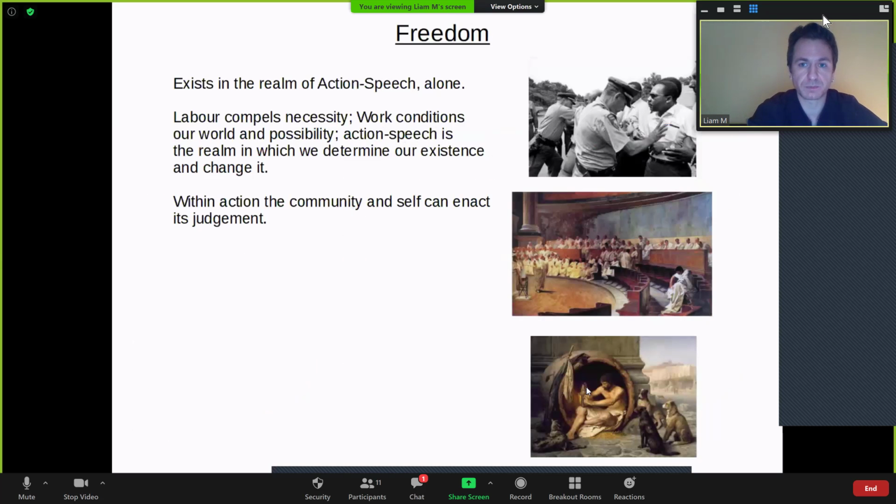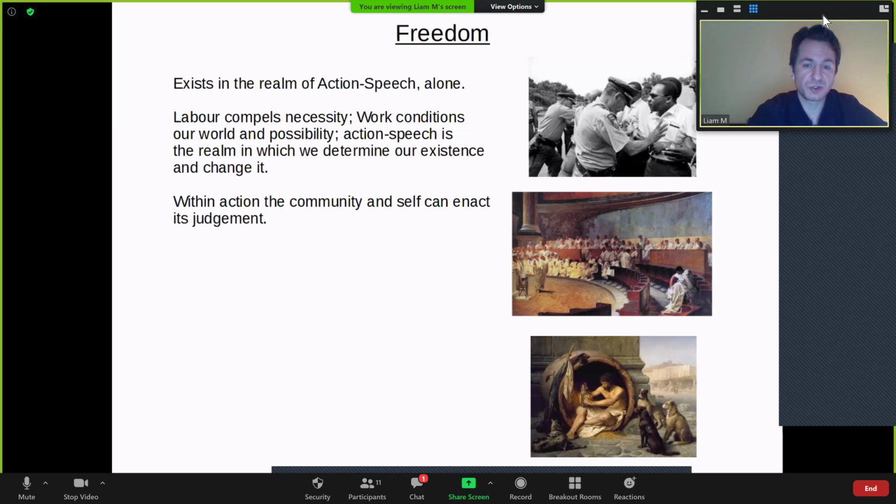So freedom, this is perhaps the logic of action. Freedom exists in the realm of action and speech alone. As we've seen, the other two actions compel. So labor compels necessity, work conditions our world and our possibility. It also compels us, if left to its own devices, just to make more tools. But action and speech is the realm in which we determine our existence and we can change it.